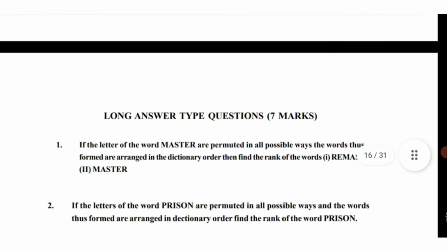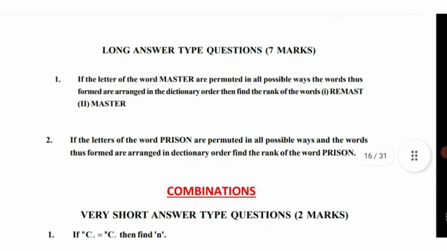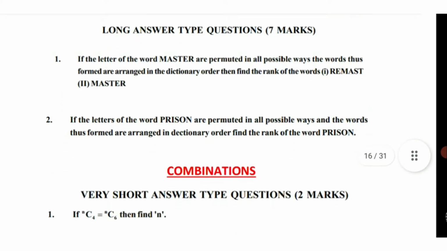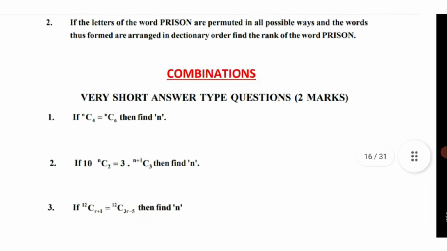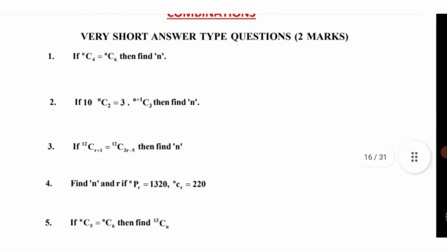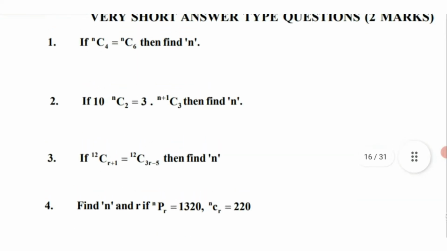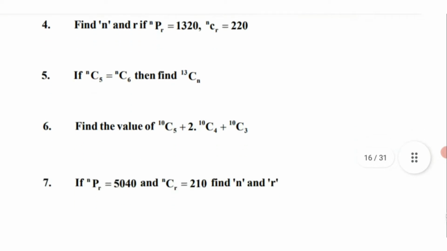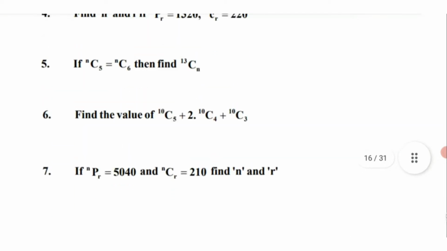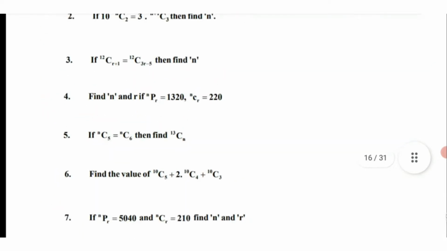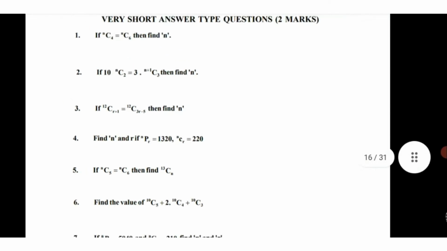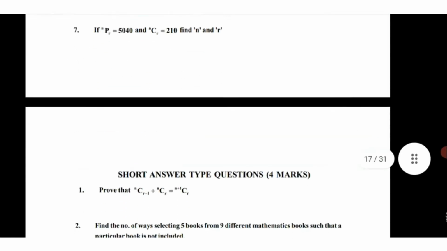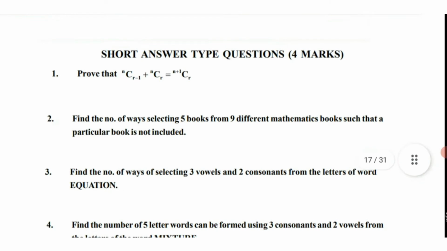Next, the long question from permutation. One is master and remaster. Next is on prison. Let us see the combination. I have given from combination very important VSQs. These are very helpful for you to practice. 5, 6, 7 questions I have given. Very very important questions that definitely fetch you good marks if you practice from this chapter. SAQ question from the combination.